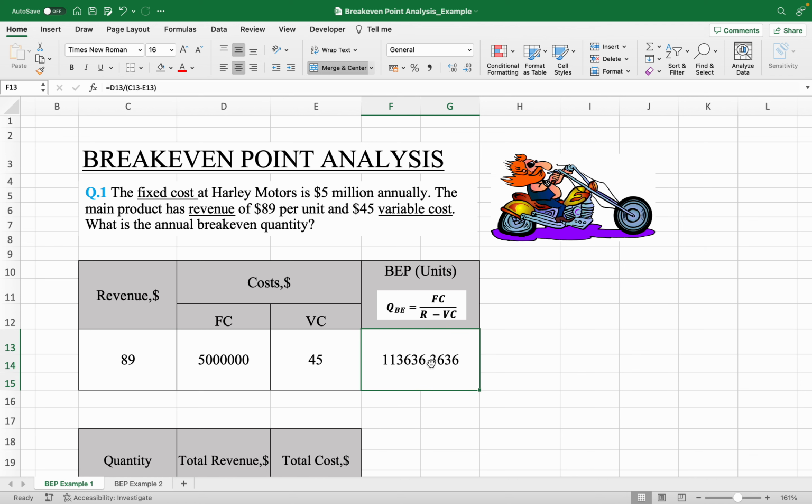But note that in exam questions, if you're asked for the BEP, it's better to round it up than down, because you cannot make 113,636.36 motors. You have to make 113,637 motors, such that the break-even point is achieved. So always remember that.